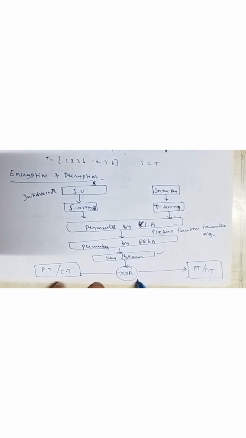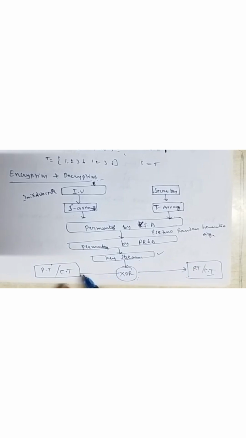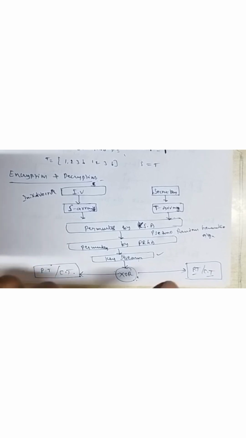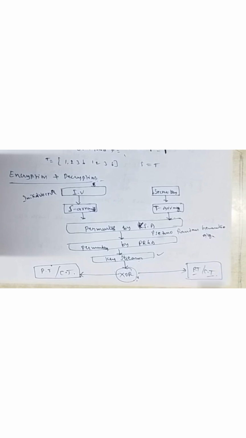By using this key stream, we perform an XOR operation with plain text to get ciphertext, and the same diagram is used for decryption also. If you want to get plain text, you perform the key stream XOR operation with the ciphertext. This is the common diagram for encryption and decryption. If you are performing encryption, you XOR the key stream with plain text to get the ciphertext. If you are performing decryption, you XOR the key stream with the ciphertext to get the plain text.